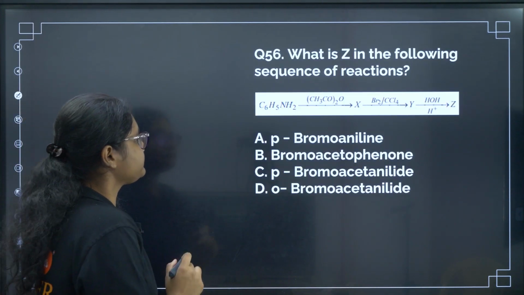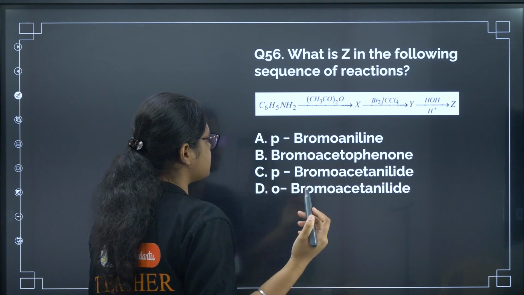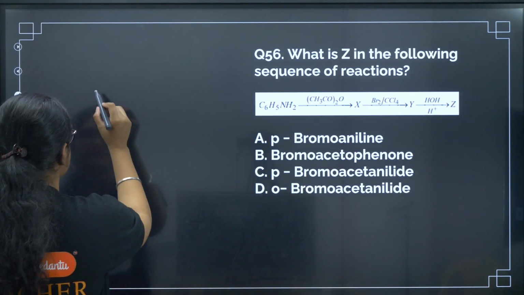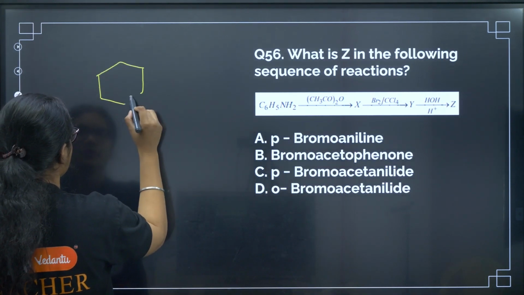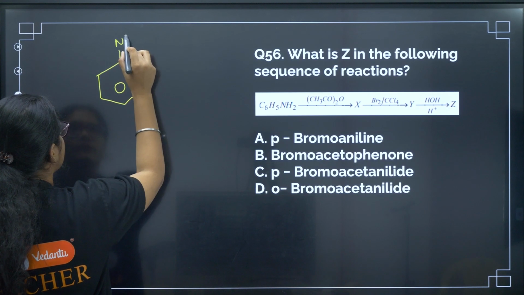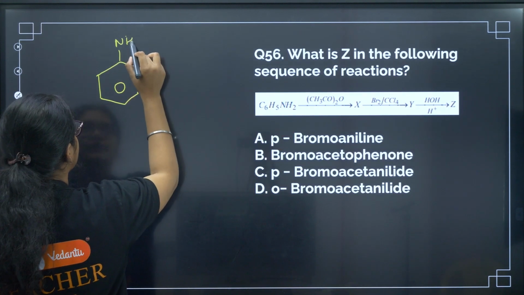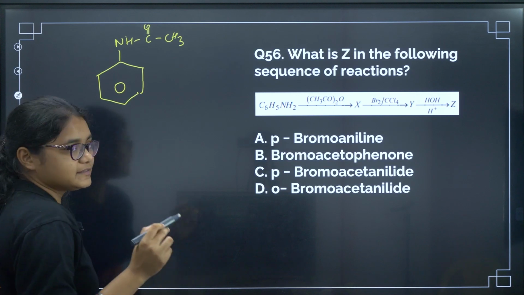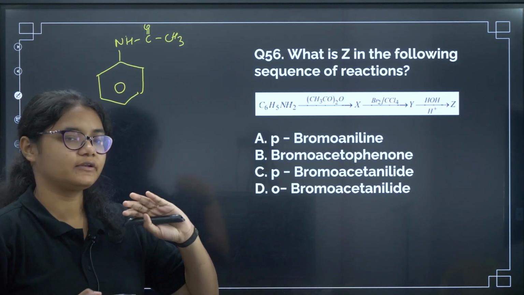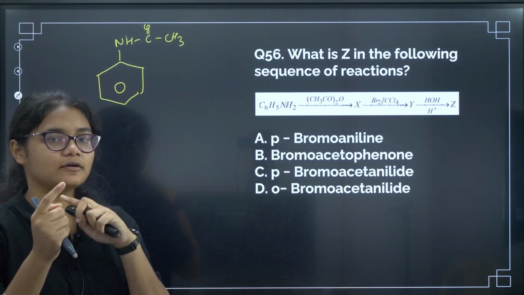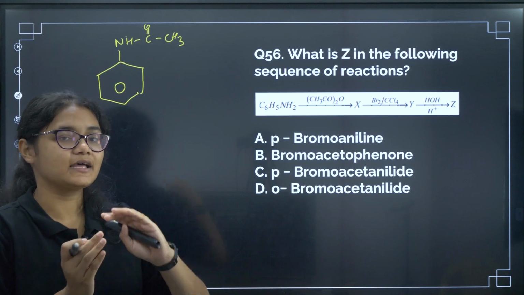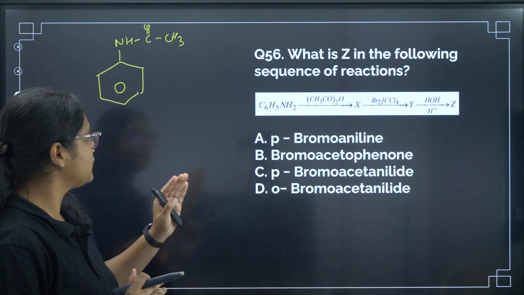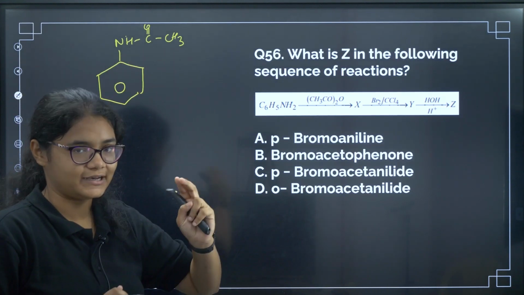Next. What is Z in the following sequence of reaction? Again, we have one benzene. So we have aniline here. Okay, when you treat aniline with acylation, we will get NHCOCH3. So this is done to reduce the reactivity of aniline. Aniline, an NH2 group present in the benzene ring, is a highly activating group, right? So to reduce the reactivity, we do acylation.